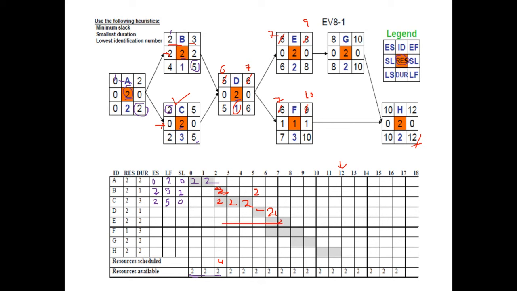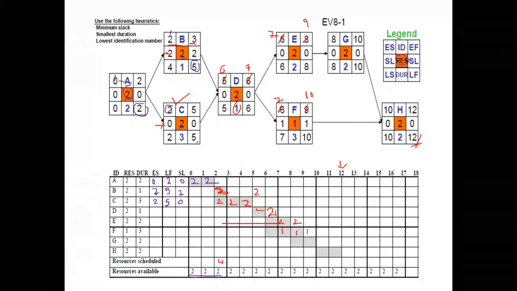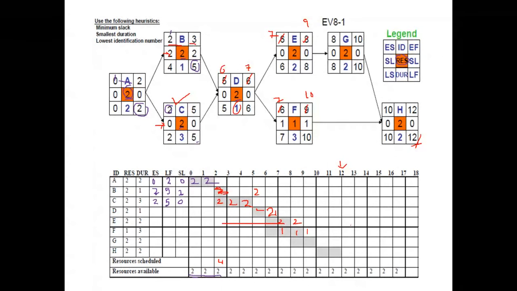Activity E is a 2 week, and activity F requires 1 resource. Right, so what do you think, which activity shall we give a preference? Obviously we cannot work on both these activities simultaneously. E and F are giving a resource overload. So shall we prioritize E or F?